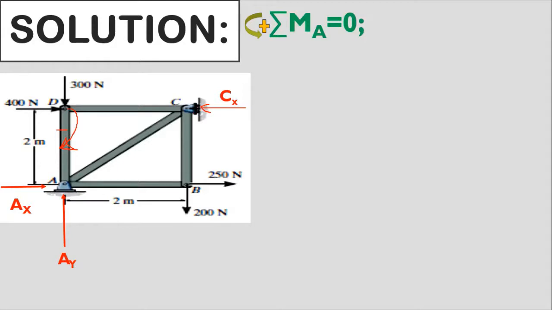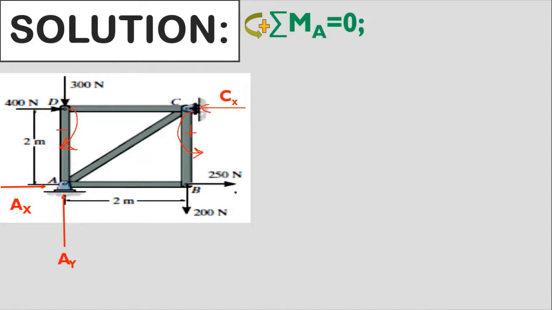If I rotate CX here, its rotation will be like this, anti-clockwise, so it will be positive. We are going to sum up moments at joint A. So when we rotate CX towards joint A, it should multiply with 2 meter, and it will be a positive one.